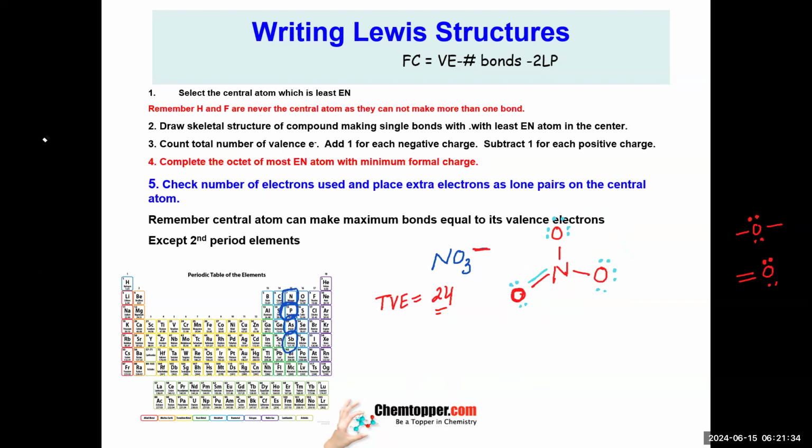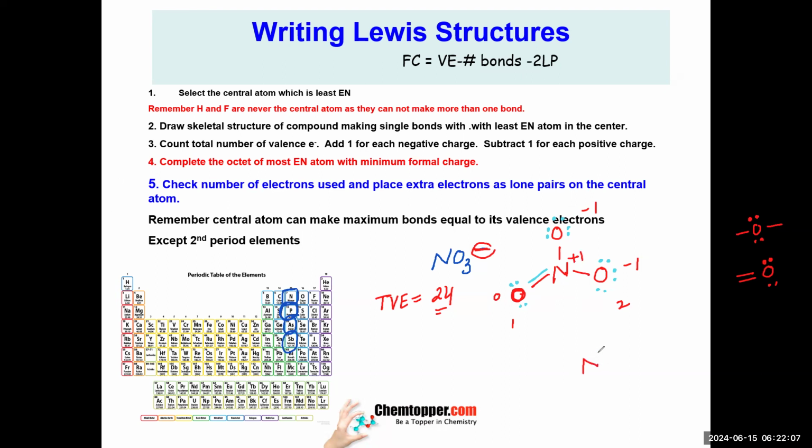Check formal charges. I'm marking them as oxygen 1, oxygen 2, oxygen 3. What's the formal charge on oxygen 1? Oxygen 2, oxygen 3. But there is only one minus. I can see 2 minus. Check nitrogen. Yes, nitrogen is plus 1.